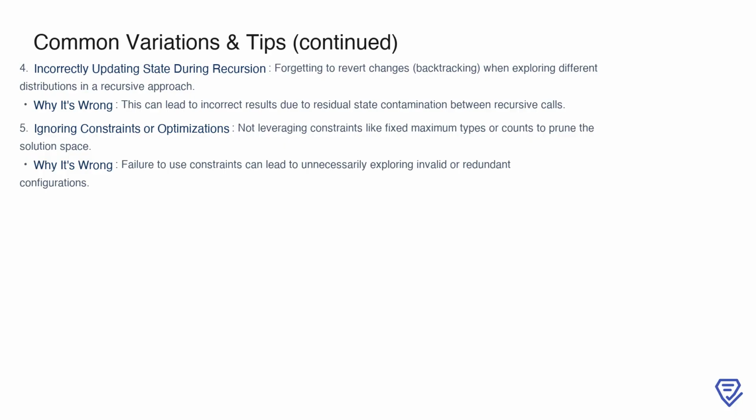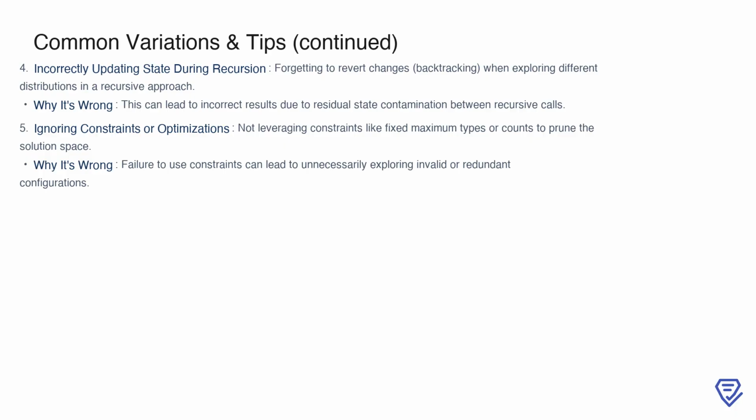Another mistake to watch out for is incorrectly updating the state during recursion. When using a recursive approach to explore different distributions, you must revert any changes you make. This process is called backtracking. Failing to do so can leave residual state contamination, which means one recursive call could interfere with another, leading to incorrect results. Additionally, ignoring constraints or optimization opportunities is a missed chance to streamline your solution.